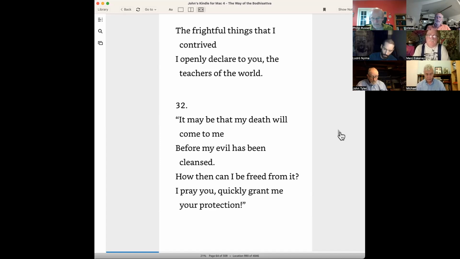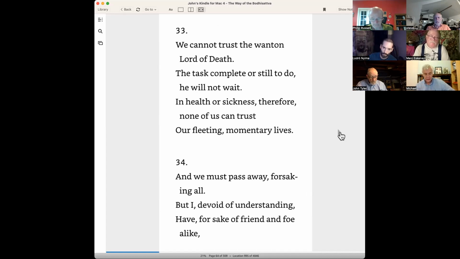It may be that my death will come to me before my evil has been cleansed. How then can I be freed from it? I pray you, quickly grant me your protection. We cannot trust the wanton Lord of death. The task complete or still to do, he will not wait. In health or sickness, therefore, none of us can trust our fleeting momentary lives. And we must pass away, forsaking all.